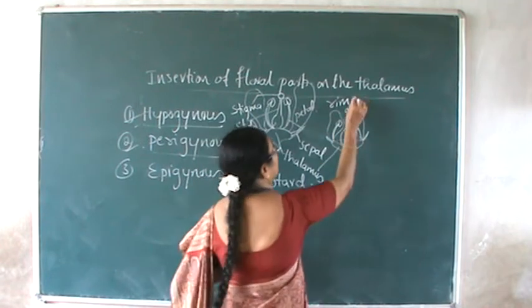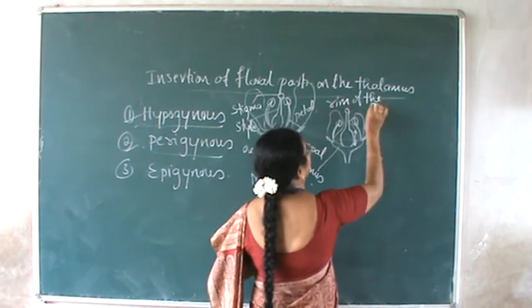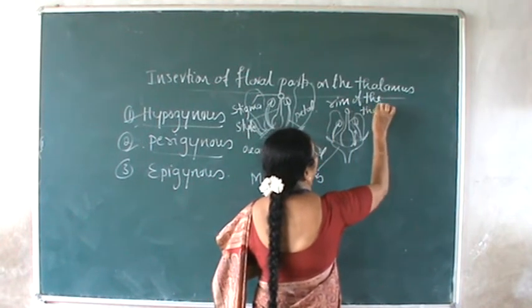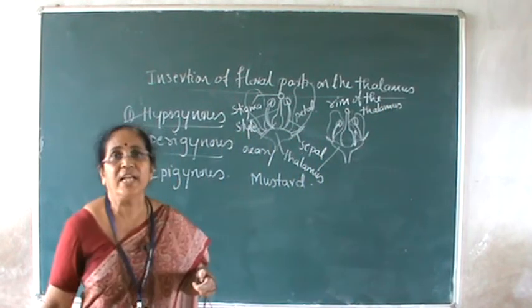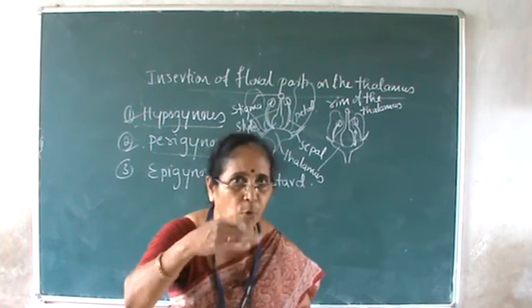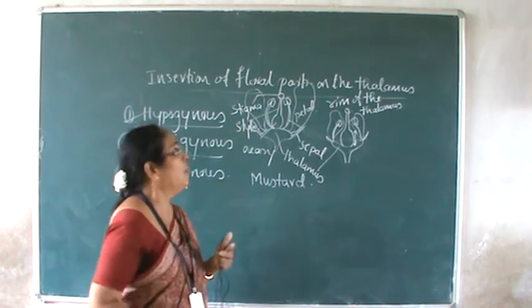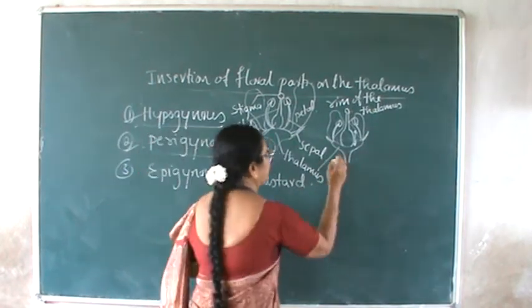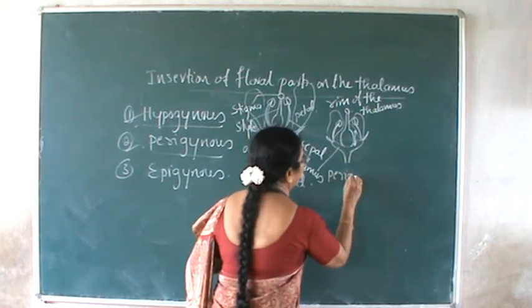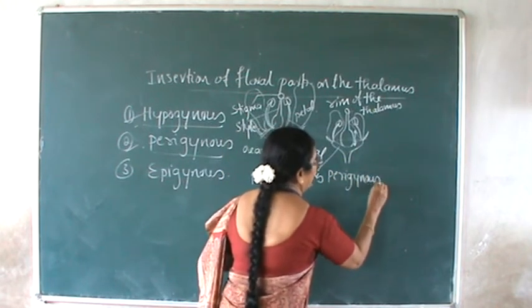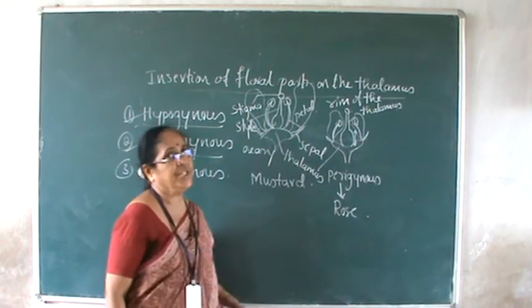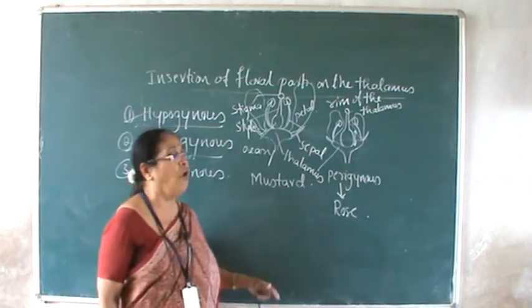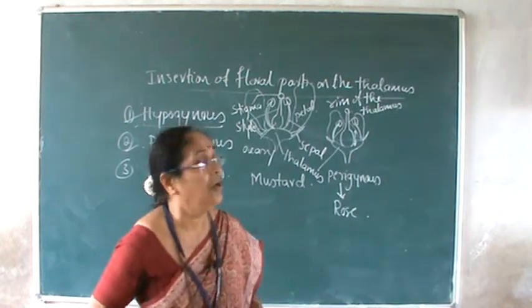Rim of the thalamus cup. So this kind of flower is called as perigynous. Half of the ovary is inside and half comes outside the flower. So this type of flower is called as perigynous. And this is characteristically found in all species of rose. Rose is an example for the perigynous condition of the flower.